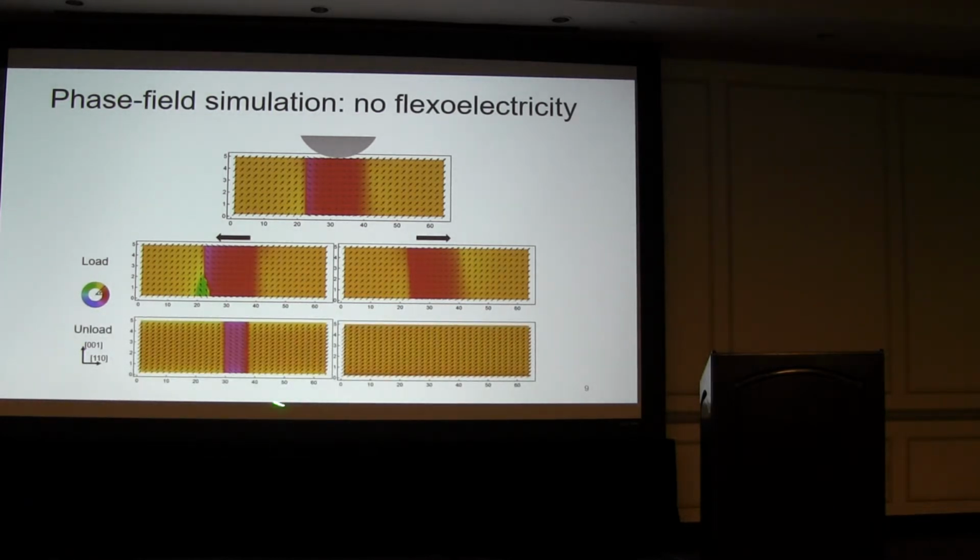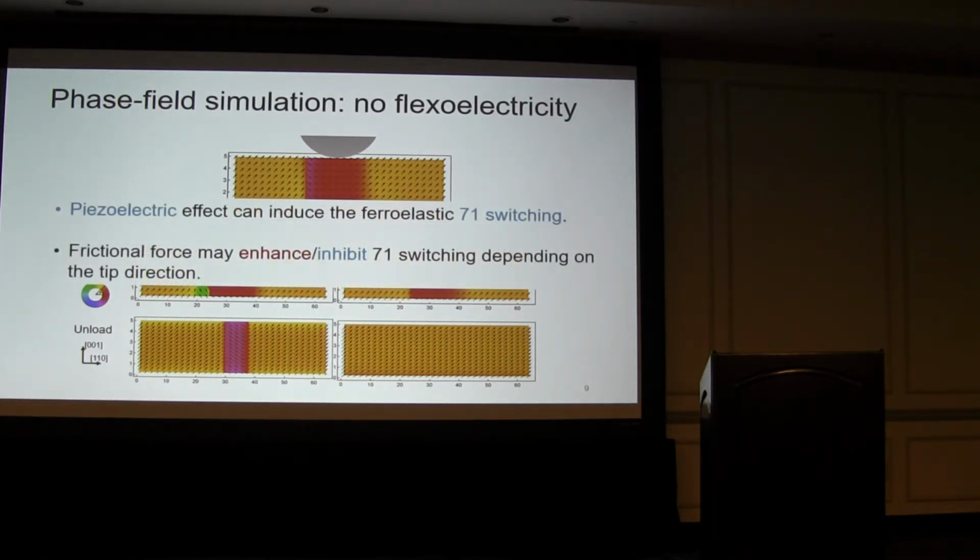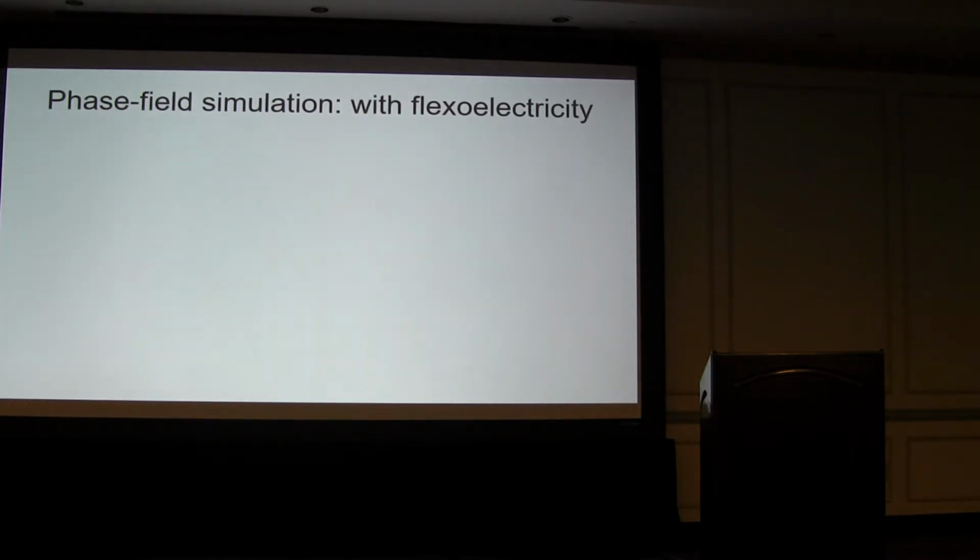This is observed after we unload the tip. So in this case, the 71-degree domain remains stable while that one will disappear. And so we can draw the conclusion that the electric effect itself is enough to create this 71-degree switching. And the frictional force may either enhance or inhibit 71-degree switching depending on the direction of the frictional force. And then we add the flexoelectric effect into the system.